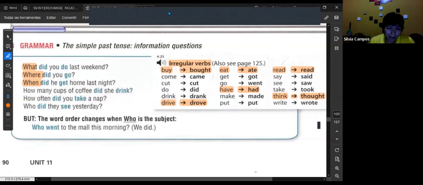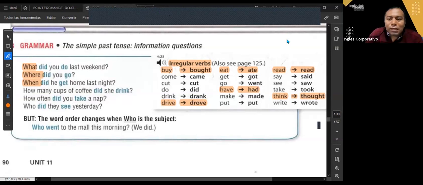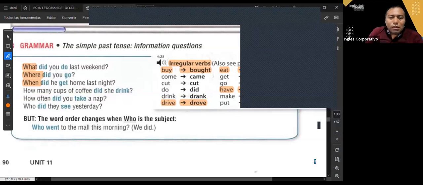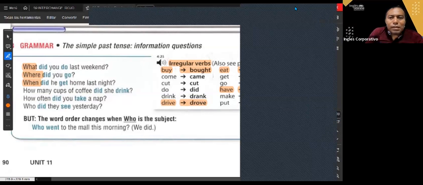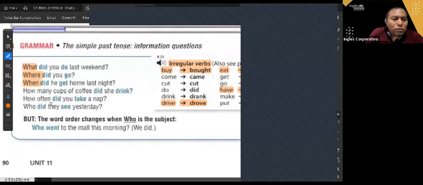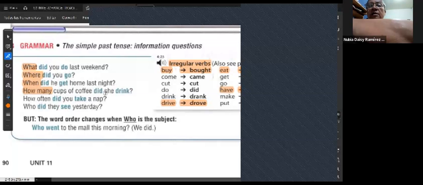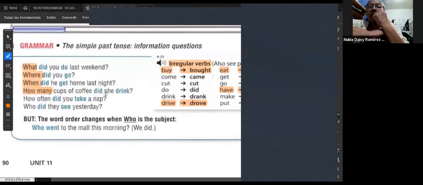Ajá. Then you have, allí significa when, en ese caso es a qué horas, a qué tiempo, ¿verdad? Eso, tenemos allí, when did he get home last night? ¿A qué horas llegó él a la casa ayer en la noche? So, okay, very good. So, how many cups, so you have the WH word, how many cups of coffee did she drink? Coffee did she drink, right?